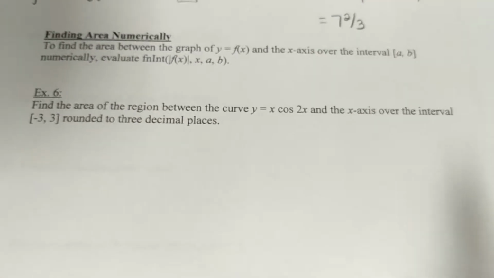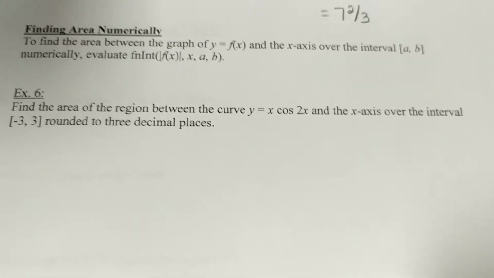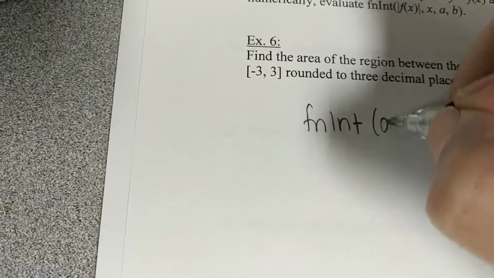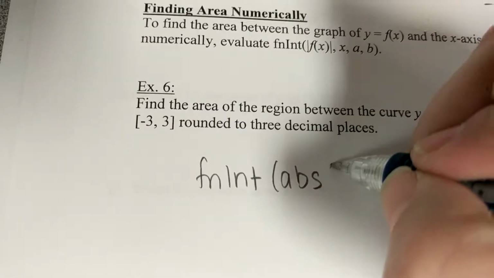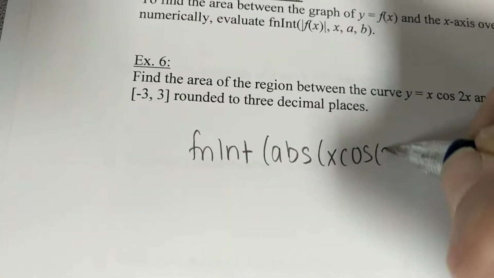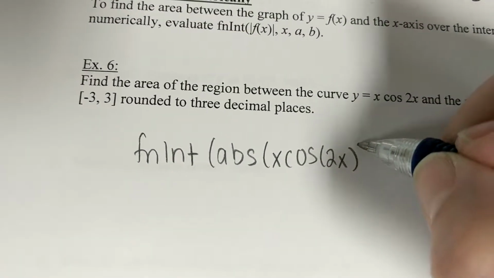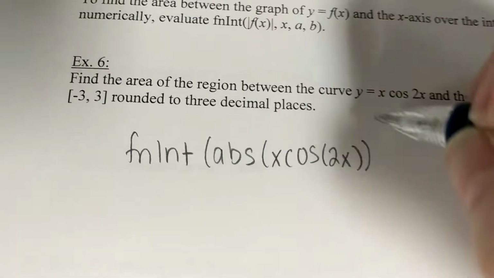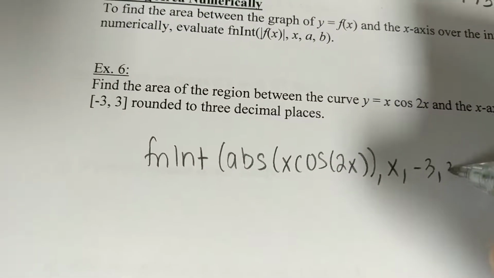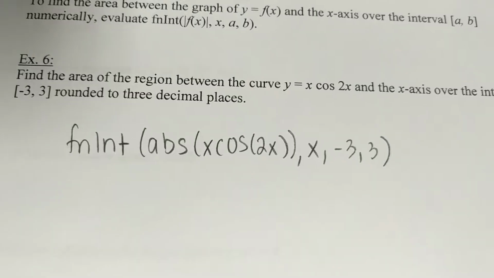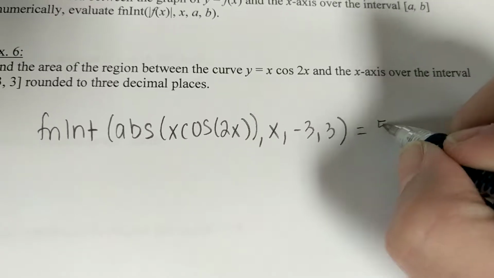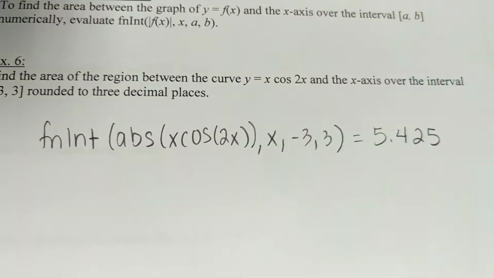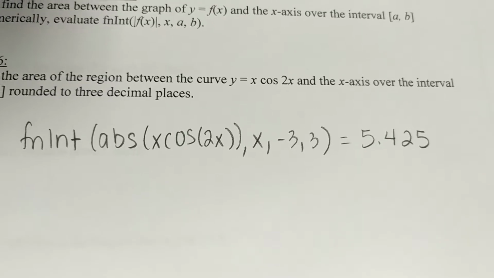So I want you to do that for example 6. I want you to do the fnint. If you have the old syntax, fnint, you're going to go to the math function, and there's an abs button of x cosine of 2x. And you're going to have to close those parentheses, comma x, comma negative 3, comma 3. And if you punch all that in, I'll pause the video, you should get 5.425. Perfect. Nice work.